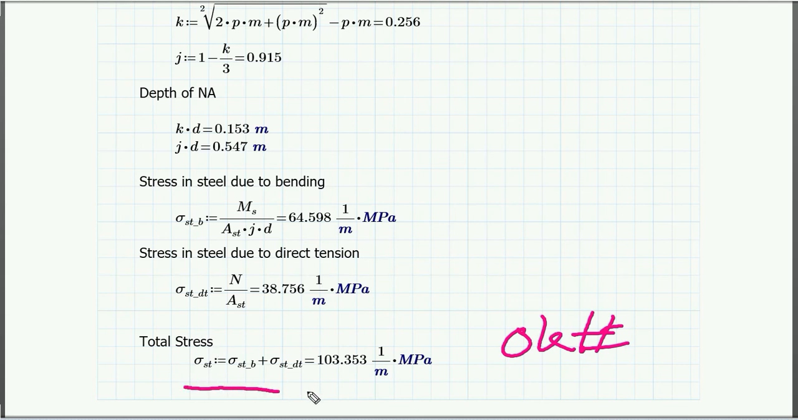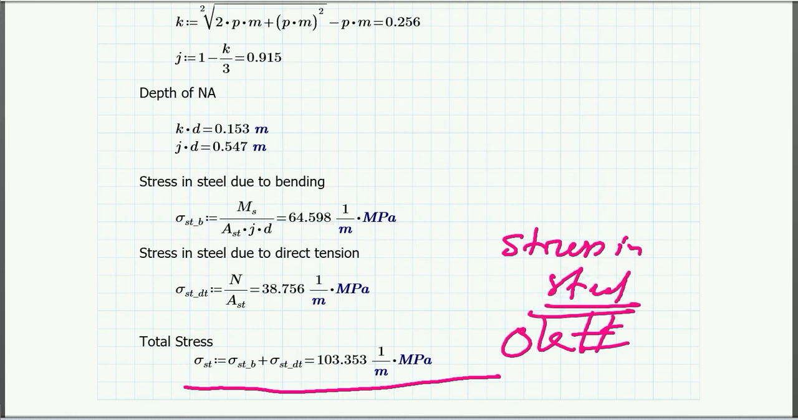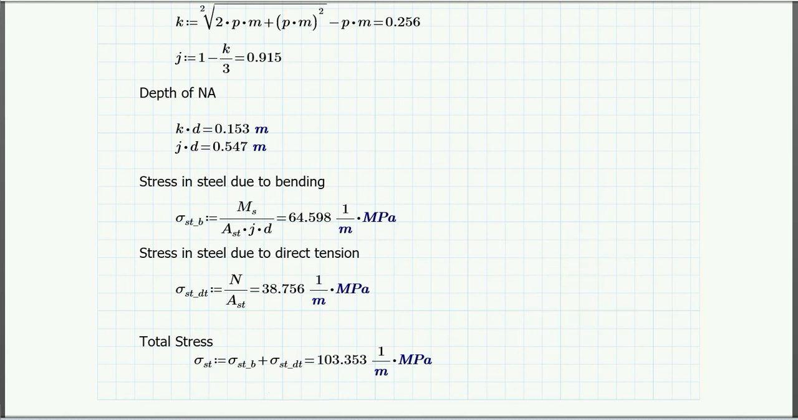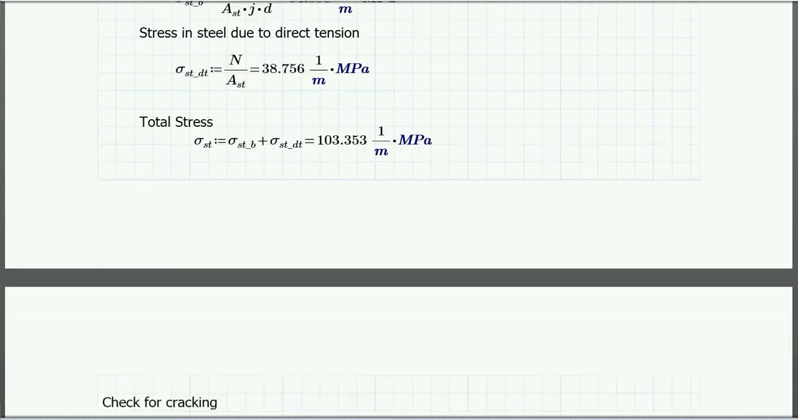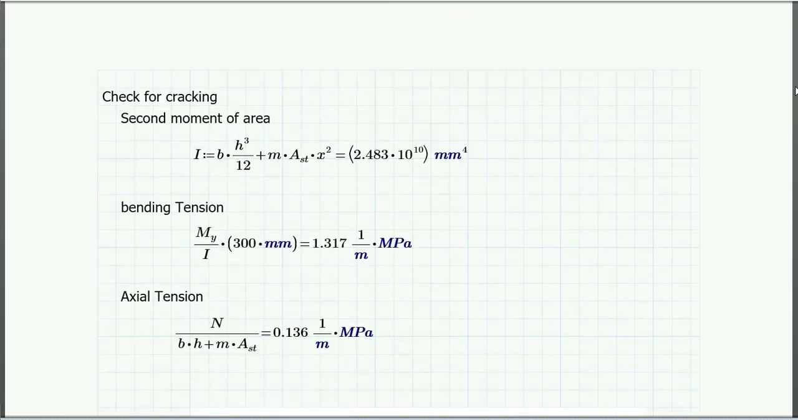Okay, so with this step we have just checked the stress in steel. Now there are some other checks also that we have to make. Now check for cracking. If you remember the fifth semester structure RCC design, we have already calculated how to find out the moment stress due to crack.